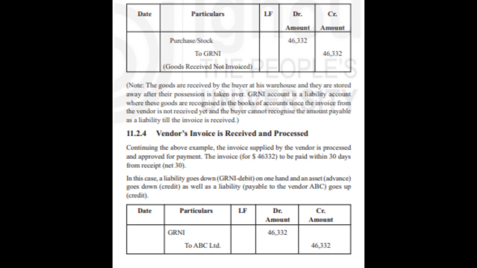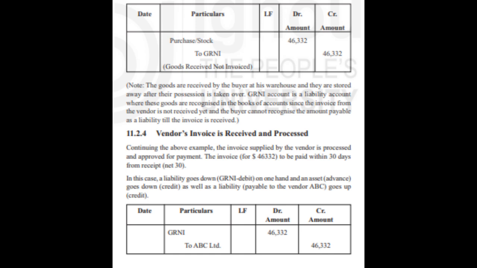Step 3: The vendor supplies the goods or services but does not send the invoice yet. Continuing the above example, the vendor, ABC Ltd, supplies the raw material as per agreed terms. In this case, an asset, purchase account, goes up, debit, and a liability, goods received not invoiced account, also goes up, credit. The journal entry will be reflected as follows.